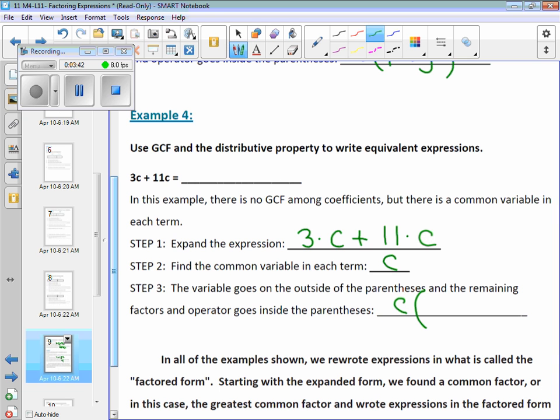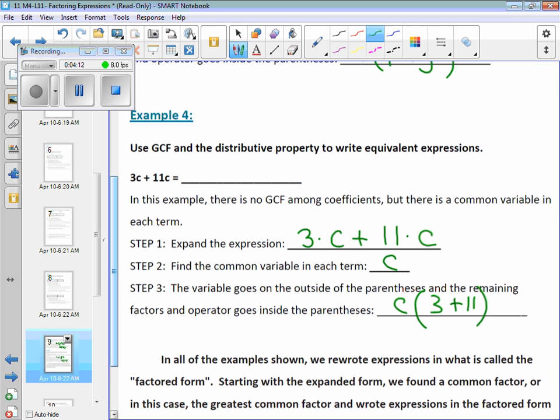Okay. So it will be c times 11 plus 3, I guess. No. c times what makes 3c? Let's take it slow. Okay. c times 3. That one's done. c times what makes 11c? That's the expanded form. Now look, if I were to evaluate this, what's 11 plus 3?